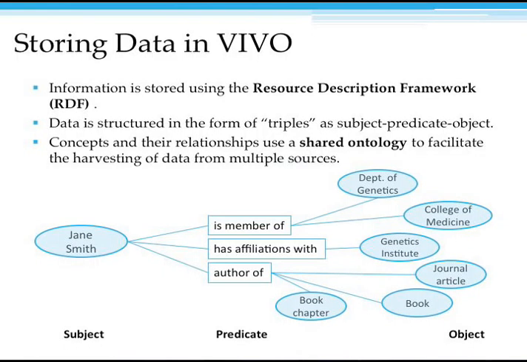So, storing data in VIVO. I mentioned that VIVO is built on semantic web technologies. Information is stored using a format called the Resource Description Framework, RDF, and the data is structured as triples, where you have a subject, a predicate, or a relationship, and then an object. And the relationships and the nature of the subject and object are specified in a shared ontology, which is essentially just a description of the meaning of those pieces and how they relate to each other.